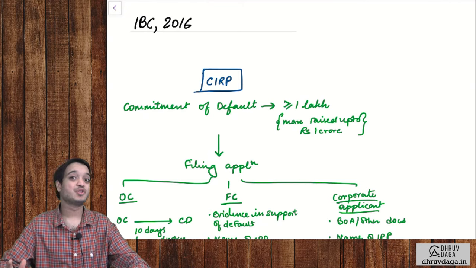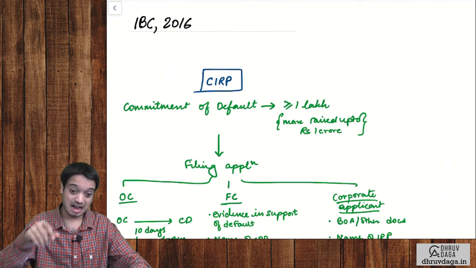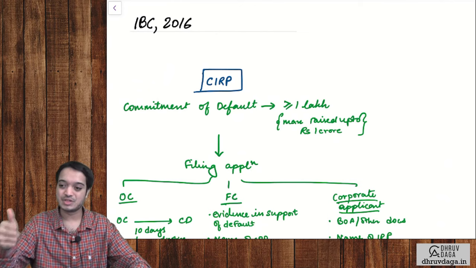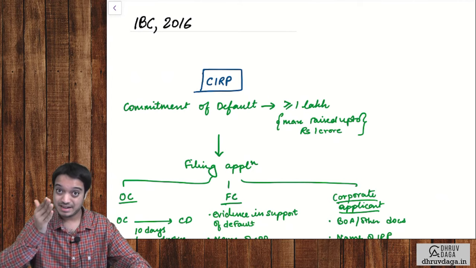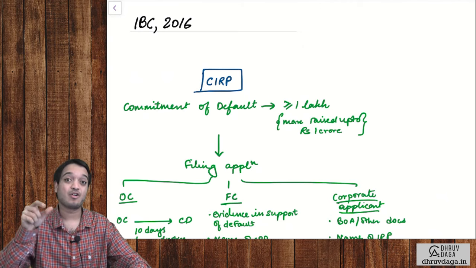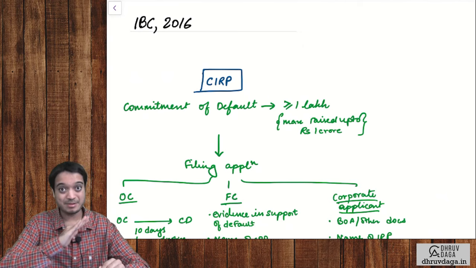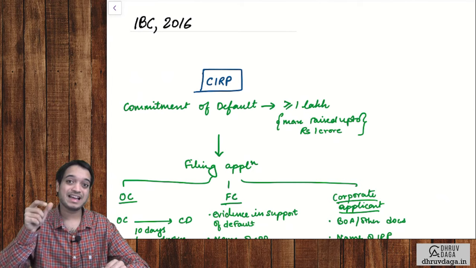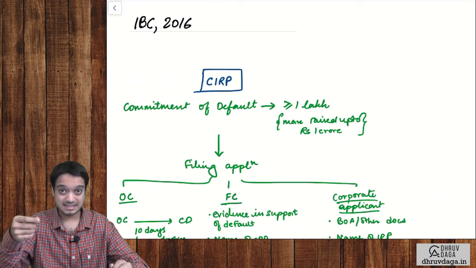Let's start with the Insolvency and Bankruptcy Code 2016. The heart of IBC 2016 is the CIRP, the Corporate Insolvency Resolution Process. Its trigger point is a default. Along with default, it needs to be for rupees 1 lakh or more. If it is less than this, then this Act, this Code will not be applicable. This limit of 1 lakh can be increased up to 1 crore.